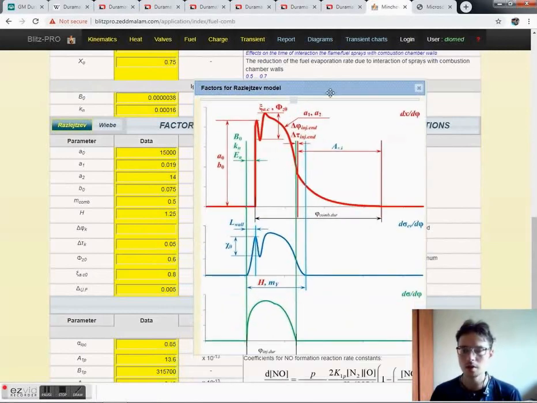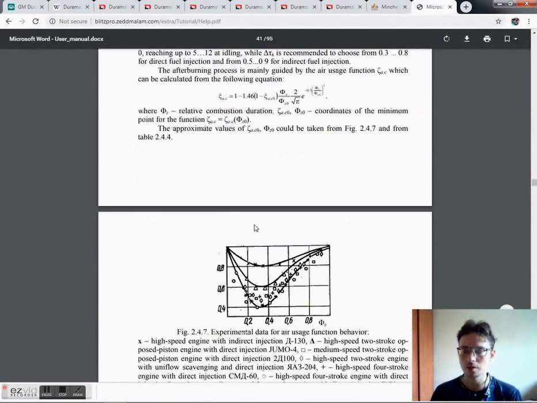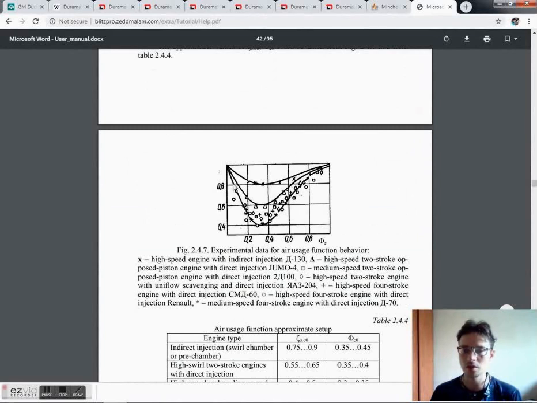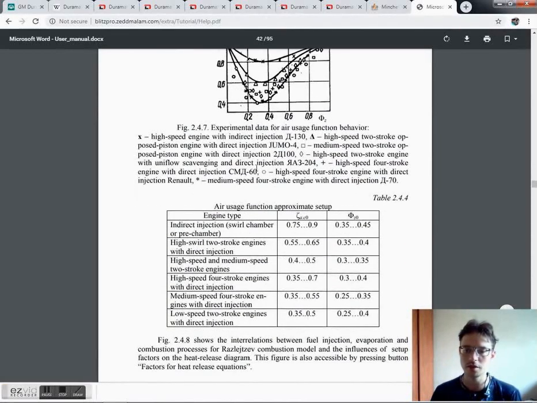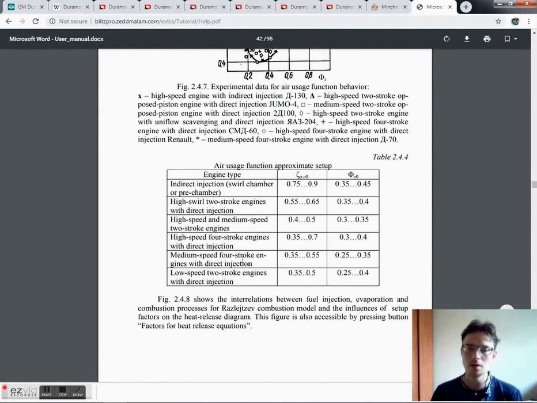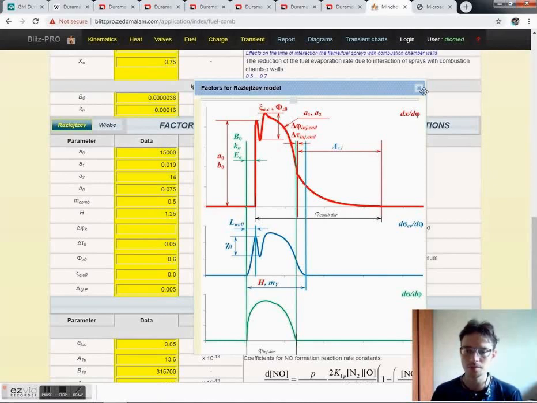So from the tutorial we can look at this function which shows the usage of air in the mixture with the fuel vapor with reference to the relative duration of combustion for different types of combustion chamber, for different types of diesel engine. So we can use these coefficients from this table to make proper calculations.